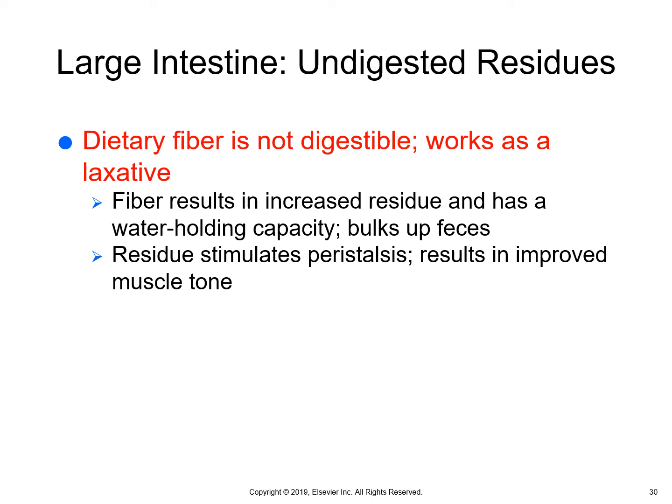There are undigested residues that will end up in the large intestine. So dietary fiber is often recommended for people with diarrhea or constipation. Dietary fiber is not digestible. It works as a laxative. So that's going to result in increased transit time. Fiber will increase the residue and has water holding capacity, or it bulks up the fecal matter. The residue will stimulate that peristalsis and result in improved muscle tone.